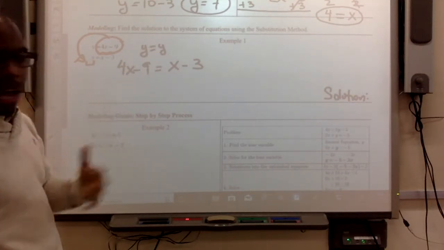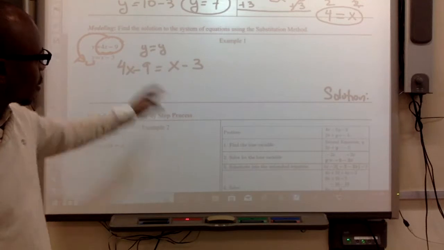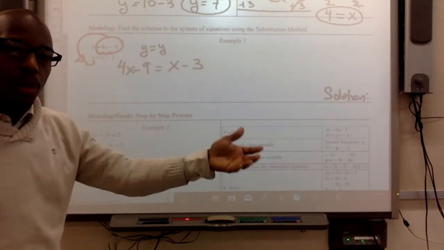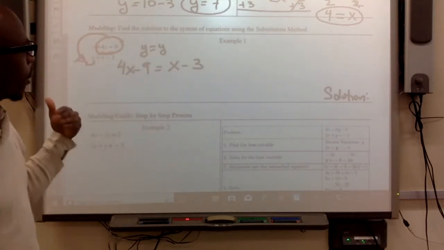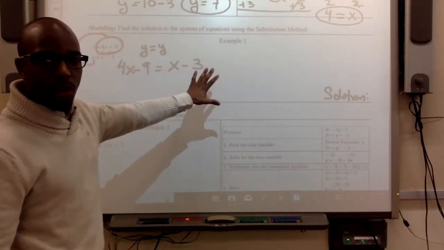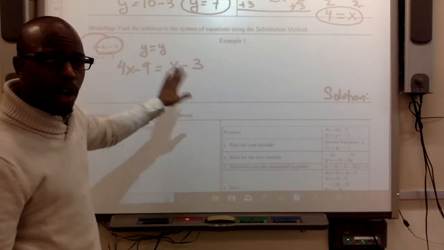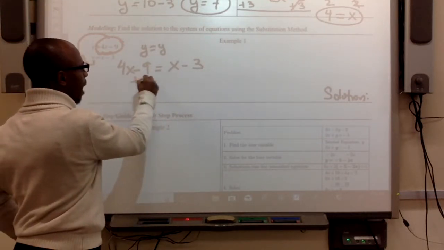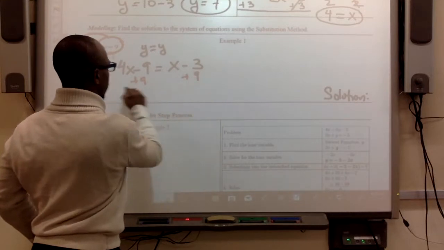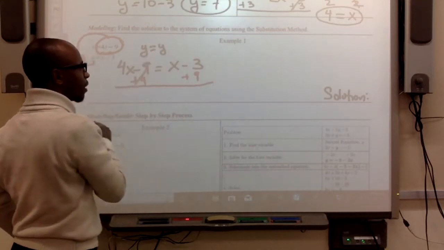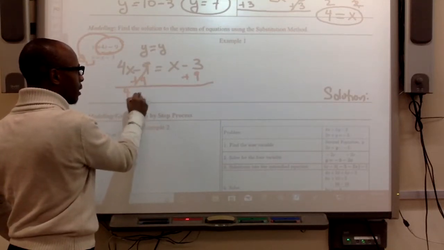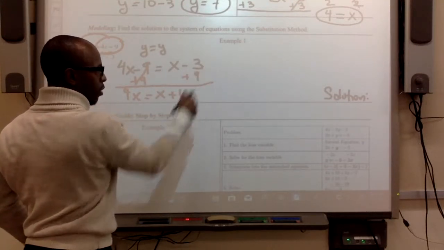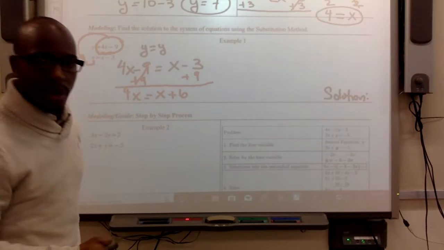Now that I have that, I'm going to solve for x, because there's no y's here anymore. Now it's just x. Put all the numbers on one side, put all the variables on another. I'm going to move all the numbers to the right side and all the variables to the left side. First I'm going to move this 9. I'm going to add 9 to both sides. This cancels out over here. I get 4x is equal to x plus 6, because negative 3 plus 9 is a positive 6, right?